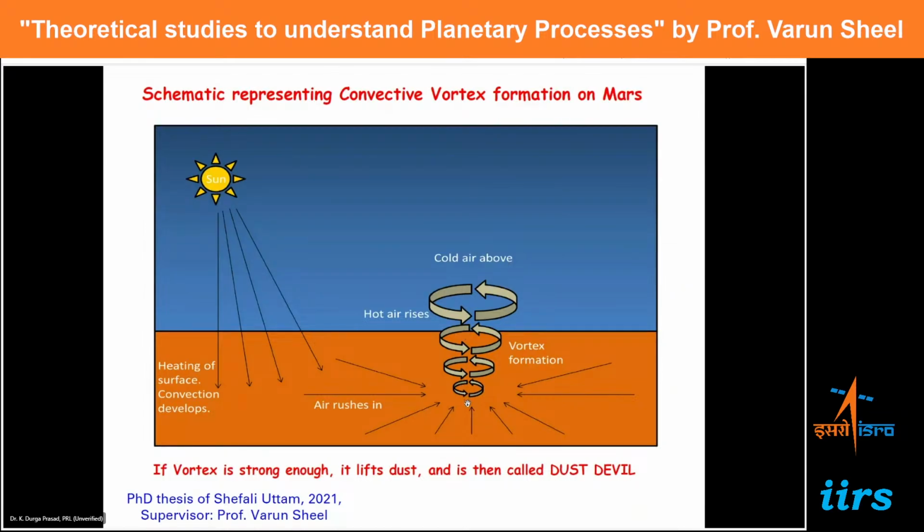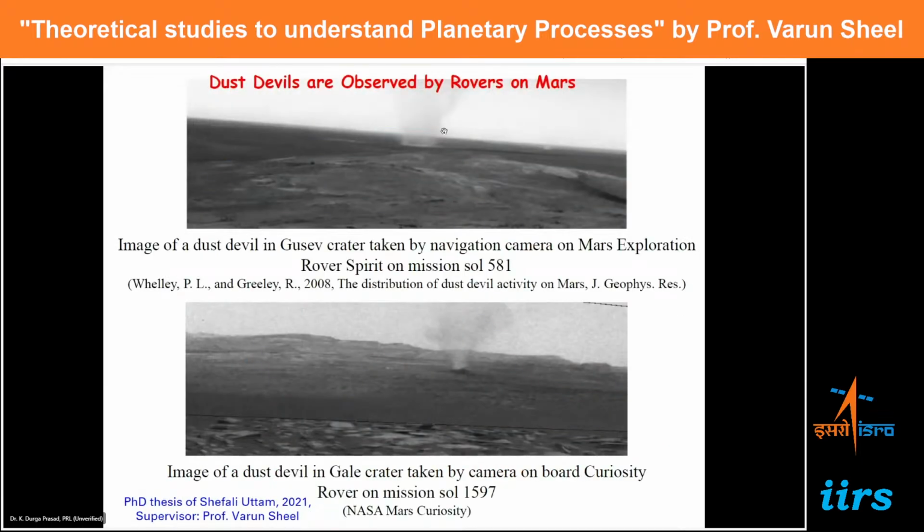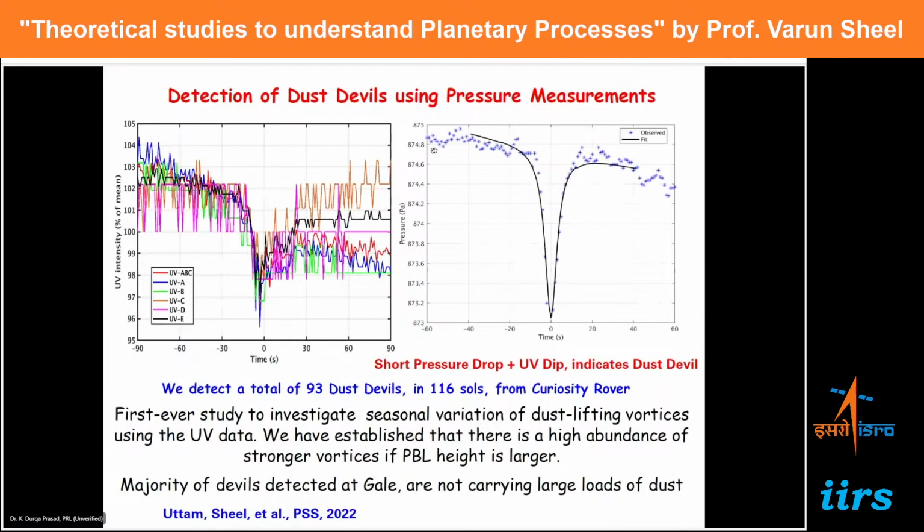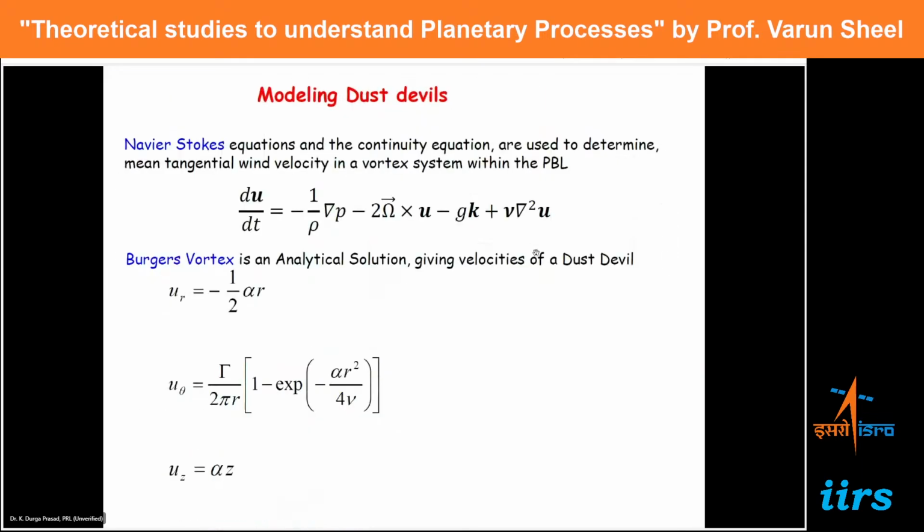That means if we can systematically monitor the pressure drops, we can tell something about the onset and evolution of the dust. So these are certain such dust storms, which are correlated with the convective vortices and also the pressure differences. These are a few examples, actual pictures taken on Mars. Then these are some dust devil detections using pressure measurements. Then this is how one can model dust devils.